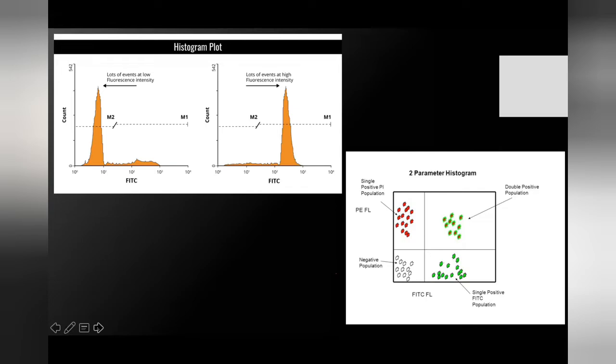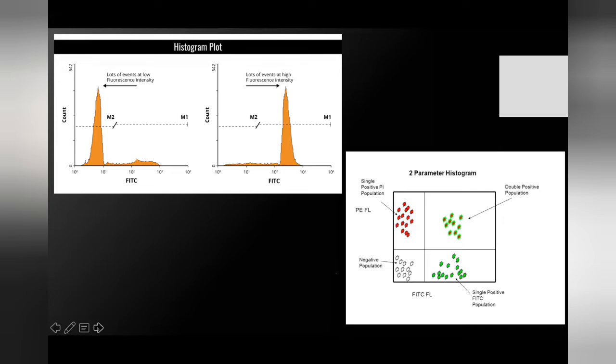And if we talk about 2-parameter histograms, we have a dot plot. One fluorochrome is represented here, and the other fluorochrome, which is tagged to another antibody, is represented here. So we can read the cell populations, whether they are expressing one or both of these fluorochromes or none of these fluorochromes.